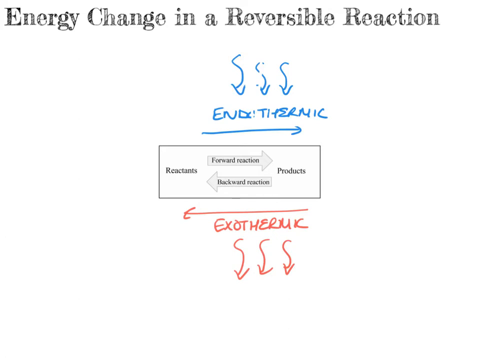And remember, the number's the same as well, so if the forward process is taking in 5,000 kilojoules per mole, then this one is giving out 5,000 kilojoules per mole. The number stays the same as well.